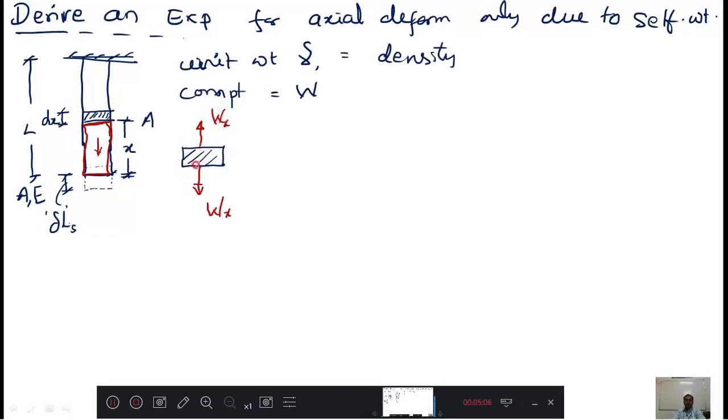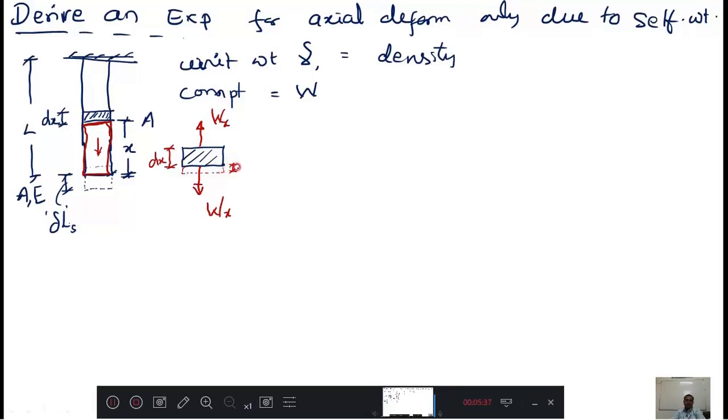This small prismatic bar, this small strip which we considered, its thickness or its length is dx. And the weight of the small strip is ignored. Why? Because it is very small, therefore the weight of the small strip is ignored. It is not considered in the vertical direction.